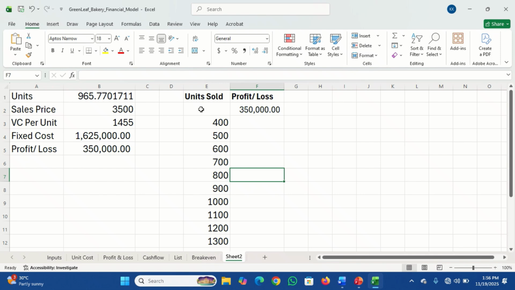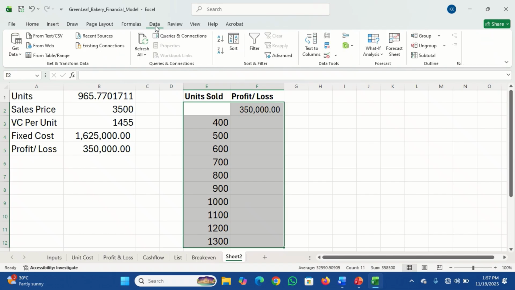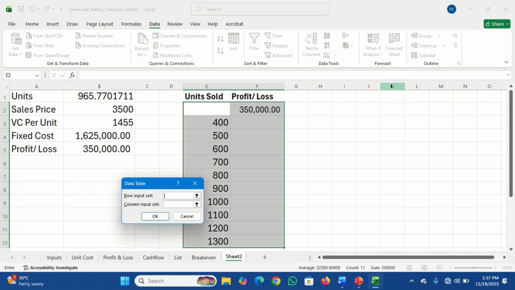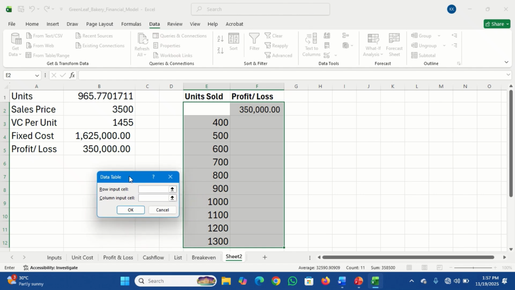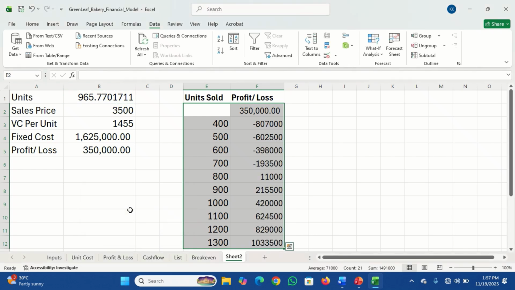So what we do is to highlight this entire table. Then I will go to Data, What If Analysis. Now instead of Goal Seek, I'm going to use Data Table. The only thing I'm going to do is to enter the column input cell. My column input cell is just these units that are going to be changing. Whenever this unit changes, what is going to be my profit and loss?